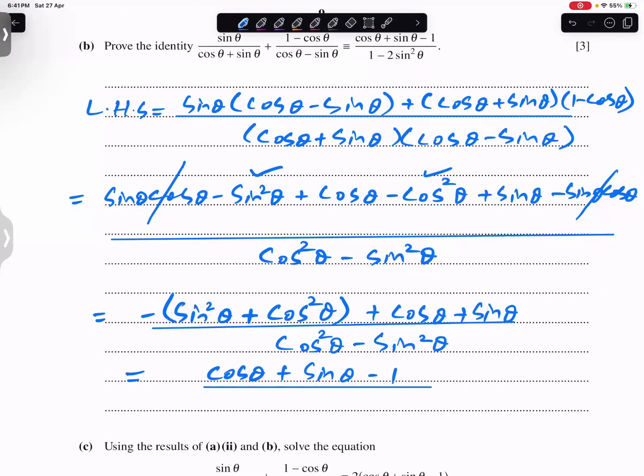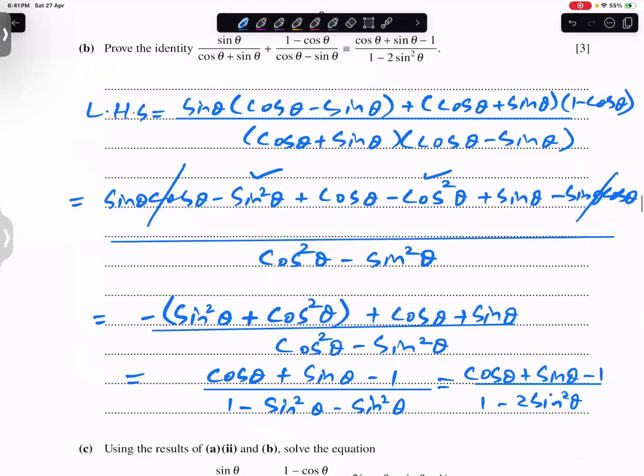So you can see that this is my required form, but in the denominator, they are asking for sine square only. So let's convert cos square into sine square. So 1 minus sine square theta minus sine square theta. So this will become cos theta plus sine theta minus 1 divided by 1 minus 2 sine square theta. So this is my right hand side, you can see.